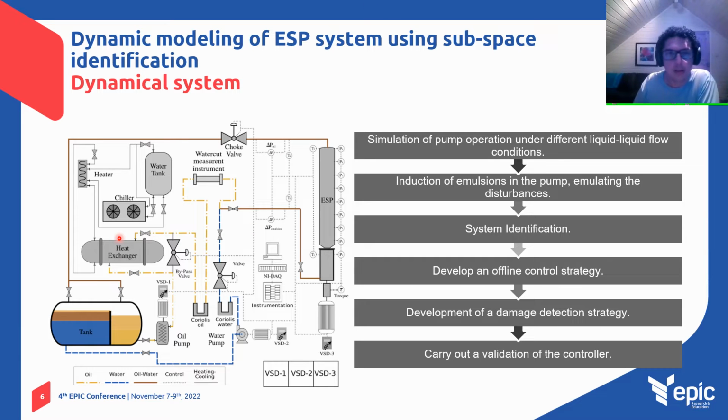So, for this, experimental tests of ESP operating in different conditions of two-phase liquid flow are developed. For this work, specifically dynamic experiments. First, water and oil are in a tank where they are separated by decantation. This mixture passes through the booster pump, a heat exchanger, and the water cut measurement instrument. Then the mixture goes to the ESP and the choke valve and comes back to the tank.